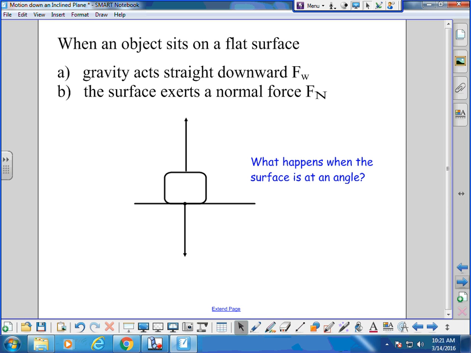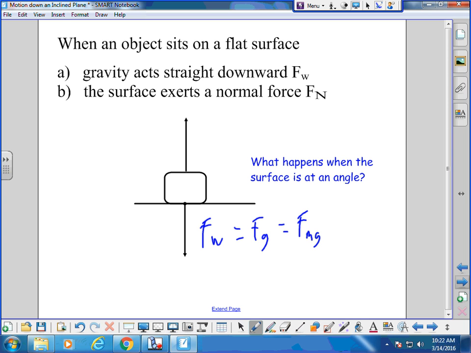Okay? So, when an object sits on a flat surface, you know two things. You know that gravity acts straight downward, and I like to call that FW, weight force. Some textbooks refer to that as FG, force of gravity. Some texts refer to that as F mg, mass times gravity. There's a variety of different ways to write it. I prefer FW, it's just what I do. So that's FW, and the surface exerts a normal force.